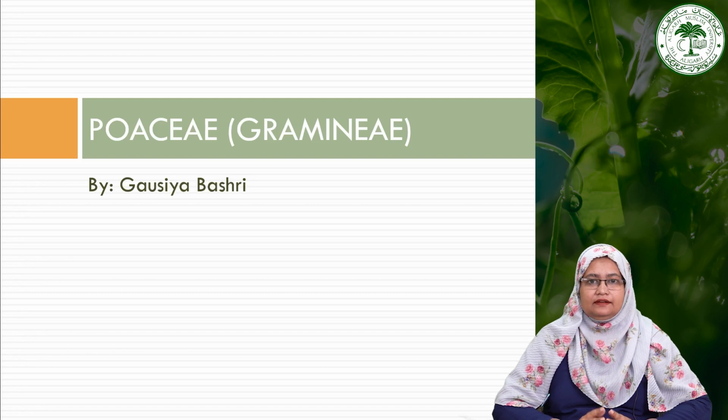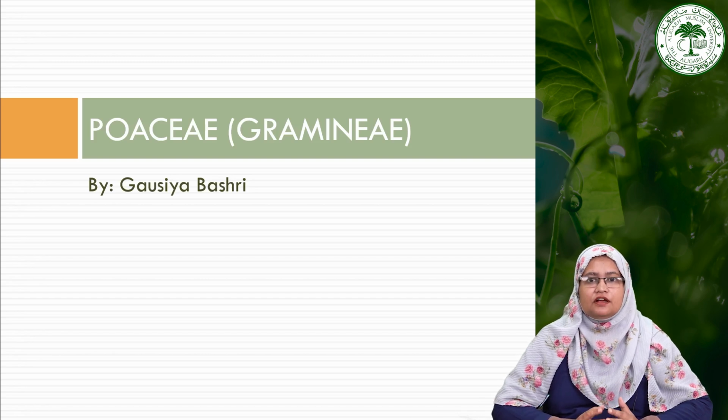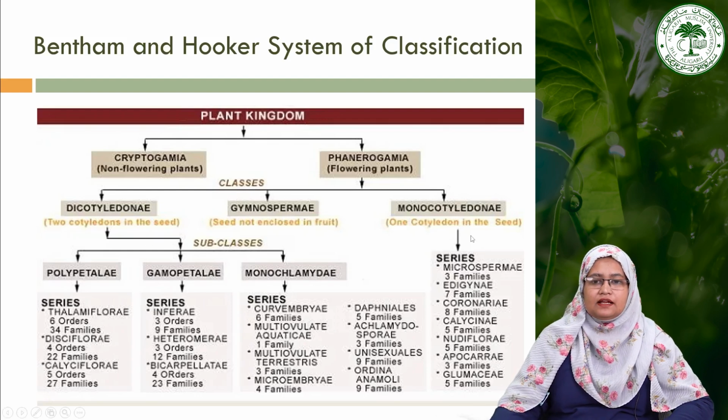Welcome you all to another session of the course Systematics of Angiosperms. Today we are going to discuss the last family, that is Poaceae, which was previously called the Gramineae family. This family is very important because all the cereals we consume belong to the family Poaceae. So now let's explore the Poaceae family. If we see the Bentham system of classification, this particular family is placed in monocotyledons.